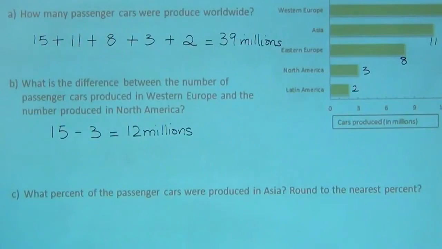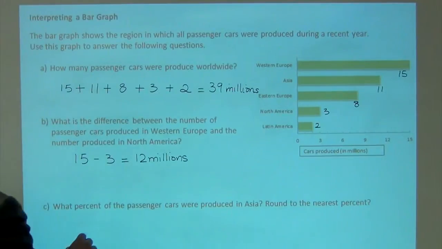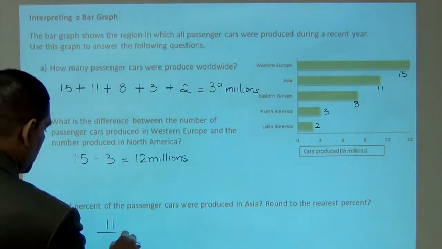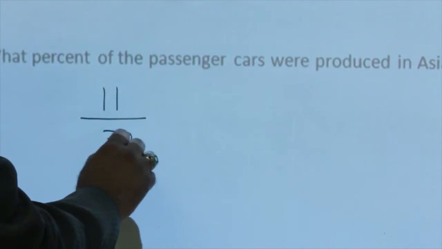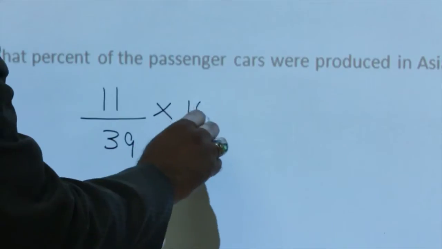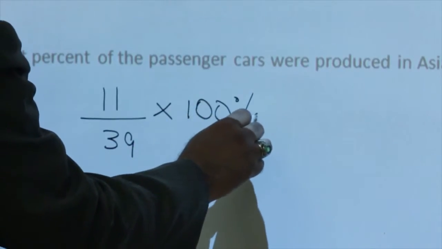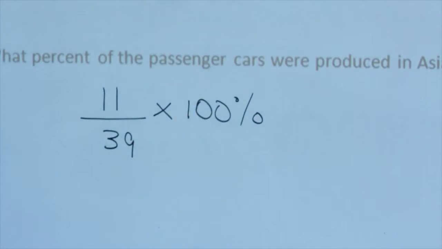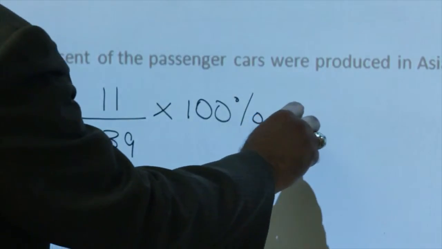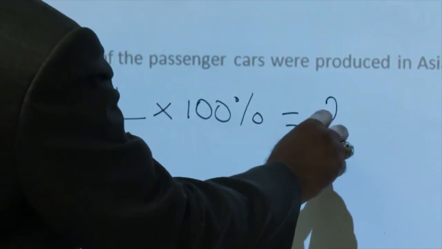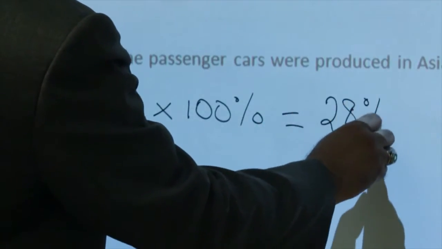And the last one, what percent of the passenger cars were produced in Asia? Now, in Asia, 11 million cars were produced, and the total production was 39 million, and now we multiply that by 100%, since we want to get the percent. After putting this in your calculator, your result should be 28%.